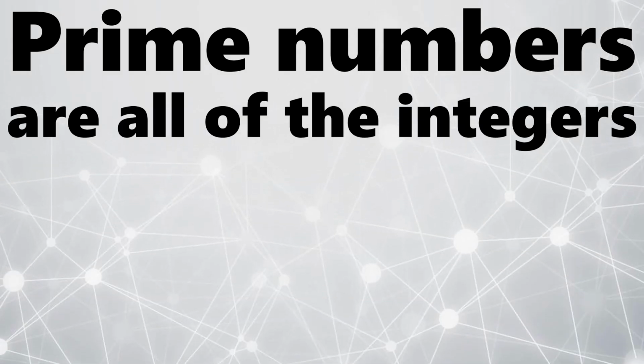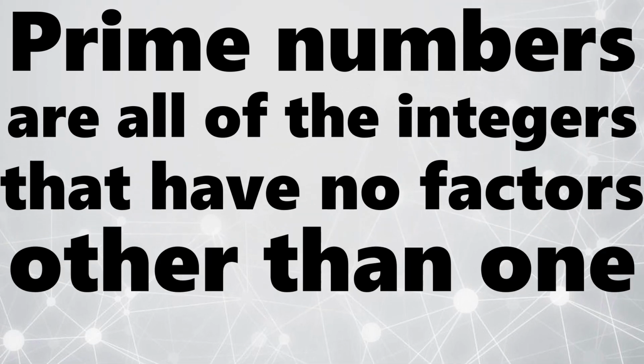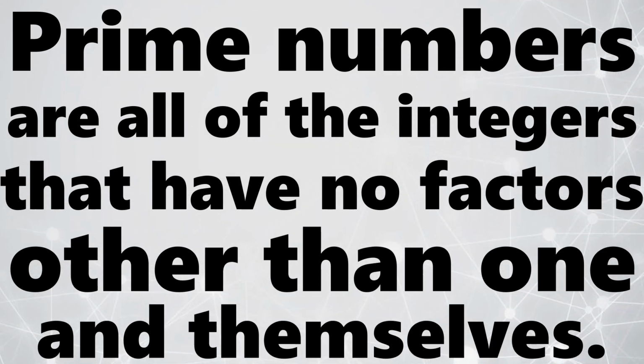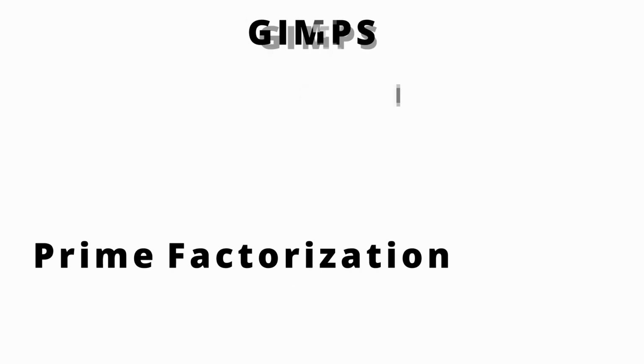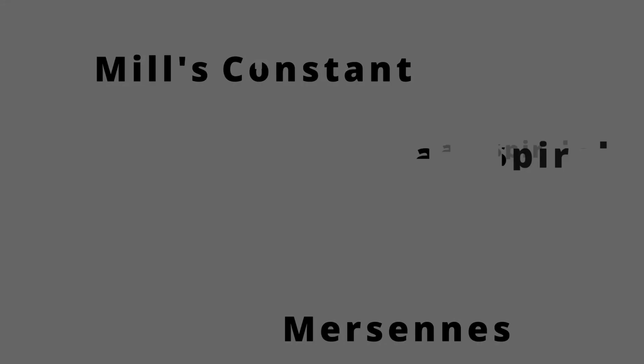Prime numbers are all of the integers that have no factors other than 1 and themselves. And no, 1 isn't considered a prime number itself. Now, you might be thinking that prime numbers don't seem particularly special. However, numerous special properties of prime numbers have been discovered over many years that have made them very desirable. Let's take a look at how.